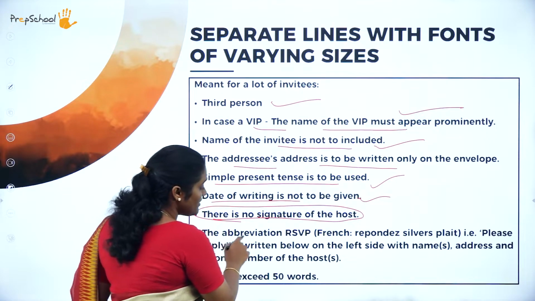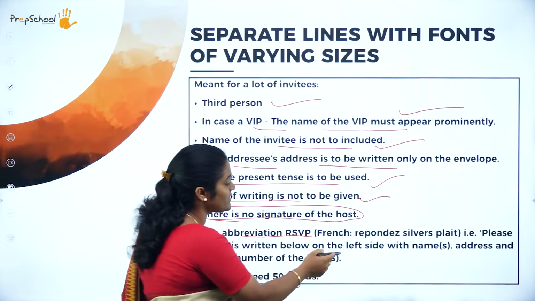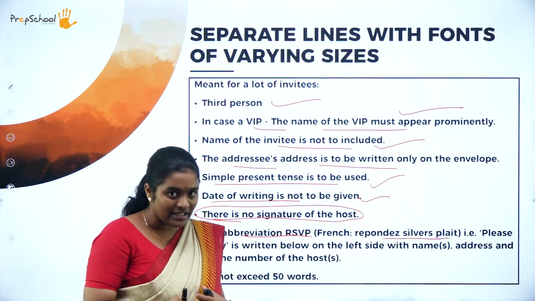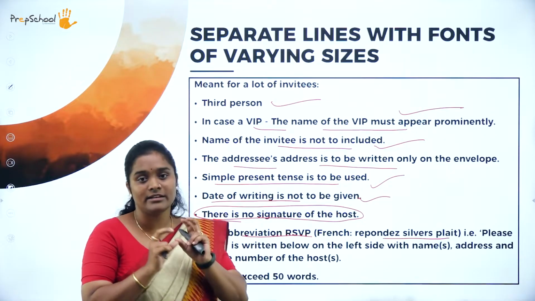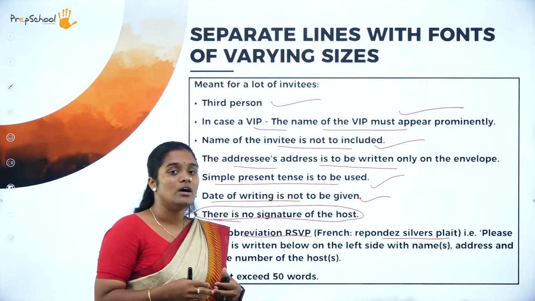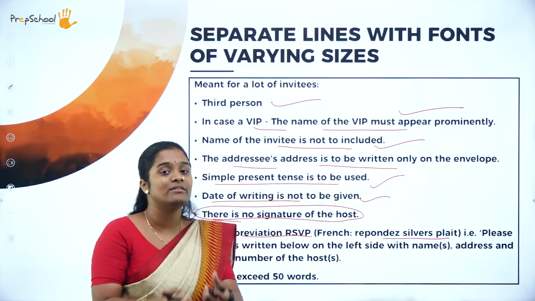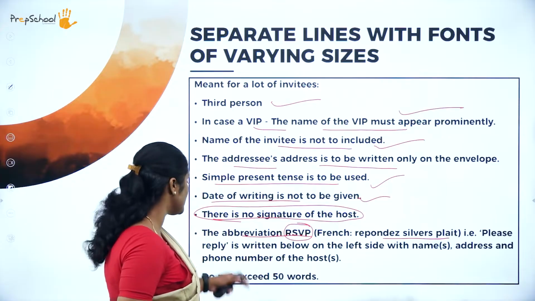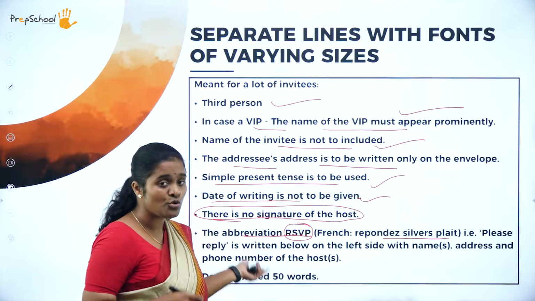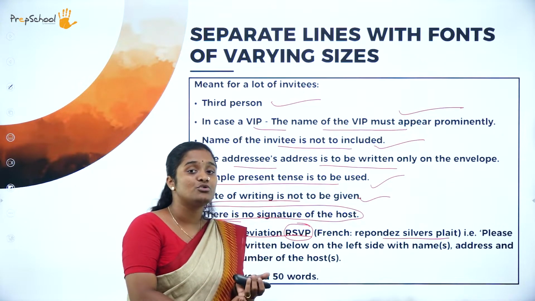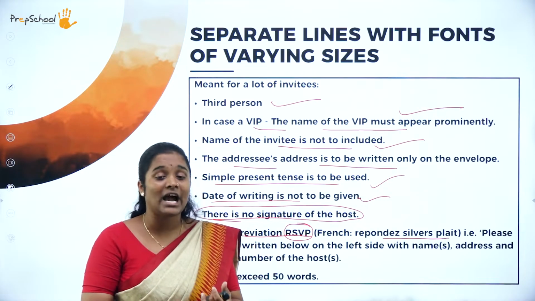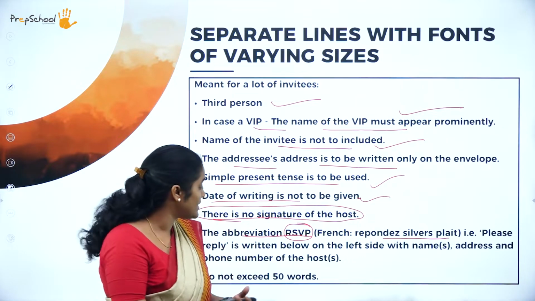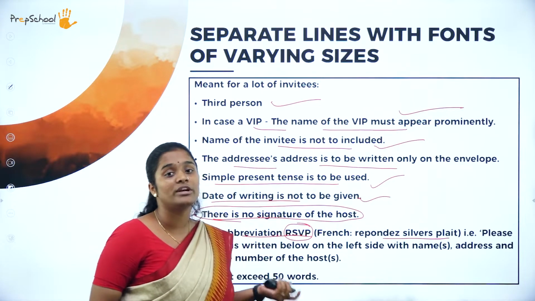The abbreviation RSVP, from the French Répondez s'il vous plaît, is used if you are writing an invitation asking whether someone is attending the event. So if I am writing an invitation, I will put something called RSVP. You have heard of RSVP, which is please reply. After RSVP, I might ask you to reply on my mail ID or to my mobile number. So anything as such, you put RSVP. This is also included in your formal invitation.